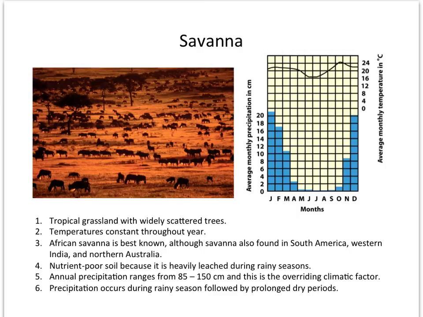The plants have well-adapted root systems that allow them to survive the droughts and periodic fires. You have large herds of animals, zebra, wildebeest that follow the rain. You have large predators, lions and hyenas that are going to follow the prey. Again, temperatures are going to be warm throughout the year and fairly constant throughout the year.